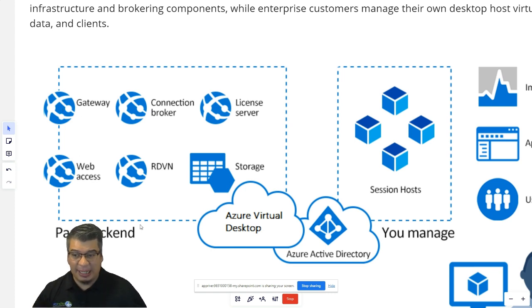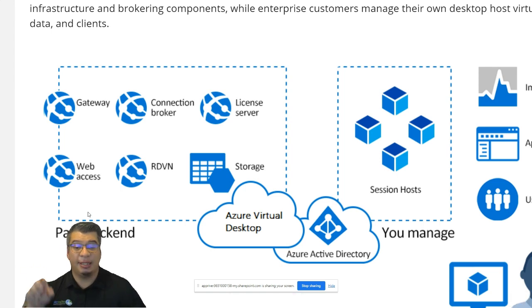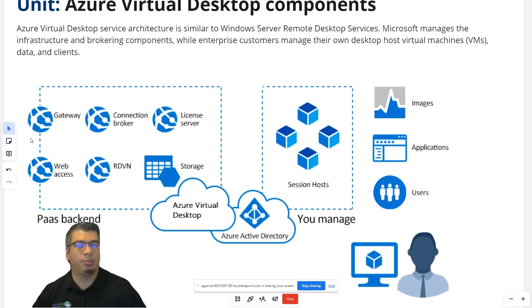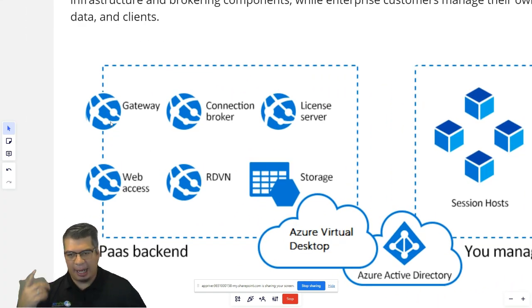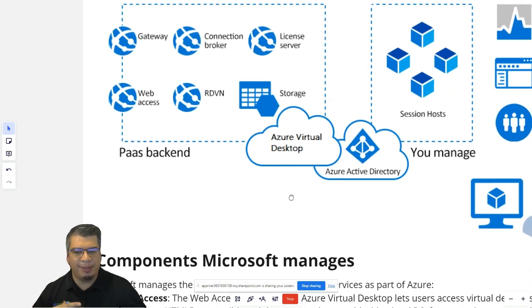These components listed here are part of the AVD control plane. That's all in the background. You don't manage it. This is what Microsoft manages. This diagram from Microsoft shows that Microsoft will manage the PaaS backend, and then you manage all of these other things, which we'll dive into. On the AVD control plane, you've got the gateway, connection broker, license server, and web access. It's important to know what some of these components are.